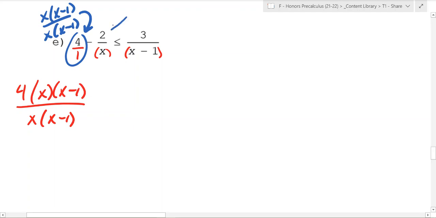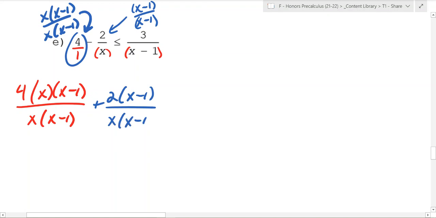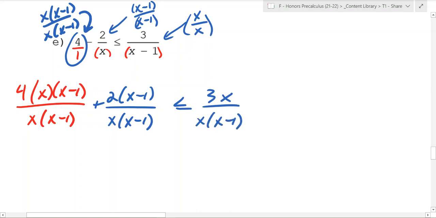And then what do you multiply the second term by? You multiply the second term by x minus 1 over x minus 1. And you get 2 times x minus 1 over x times x minus 1. Okay? And then this 3 right here, you have to multiply by x over x. So you have less than or equal to 3x over x times x minus 1. Now we have the same denominator.